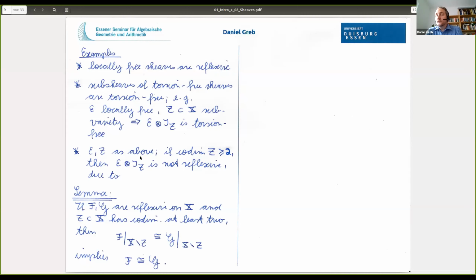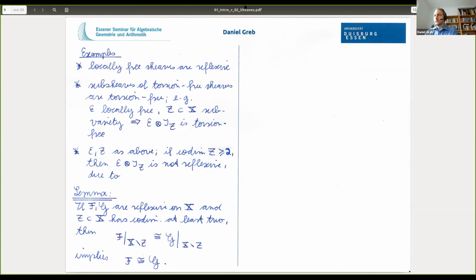But these sheaves are not necessarily reflexive. If E and Z are as above, then if the codimension of the subvariety Z is bigger than or equal to 2, then this is not reflexive due to the following lemma. So this lemma says that if I know a reflexive sheaf outside of some codimension 2 subset, I know it everywhere. So the lemma states, if F and G are reflexive on my normal space X, and my subvariety has codimension at least 2, and I know that F restricted to this complement.